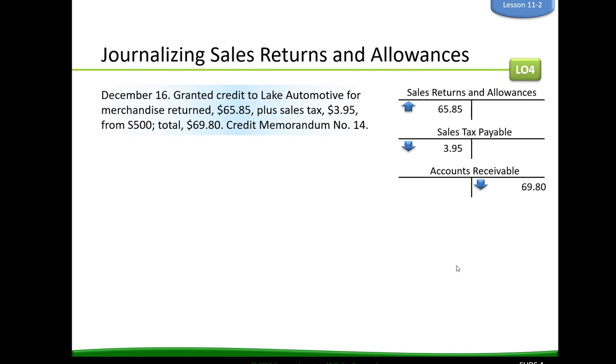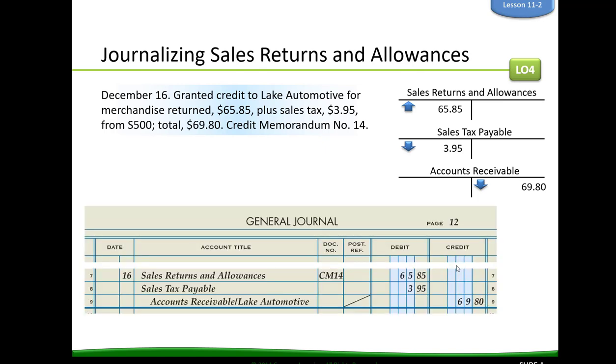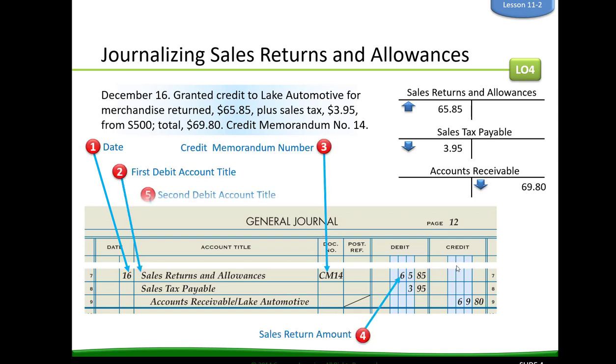Both because of the fact that we have reduced this, the sales tax payable is going to reduce as a debit and the accounts receivable is going to reduce as a credit. So you're going to have two entries for your debit account: your sales return and allowance and the sales tax payable. Those two will add up to give you the total of the $69.80. And recording information just like we've been doing.